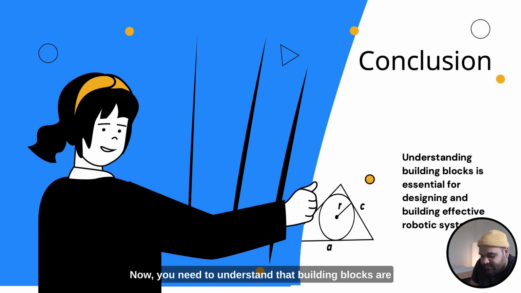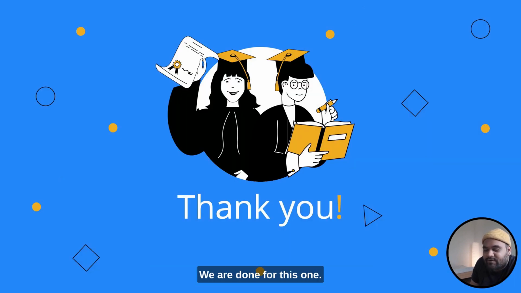Now, you need to understand that building blocks are essential because every robotics engineer knows that a big problem cannot be solved in one shot, and every robot system needs to be broken down into simple, small steps, which require you to have very good analysis and very good planning, and then you can achieve that. And that's it. We are done for this one.